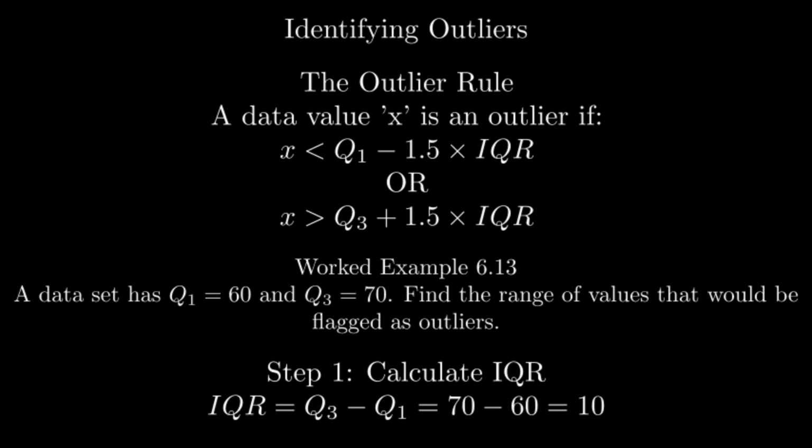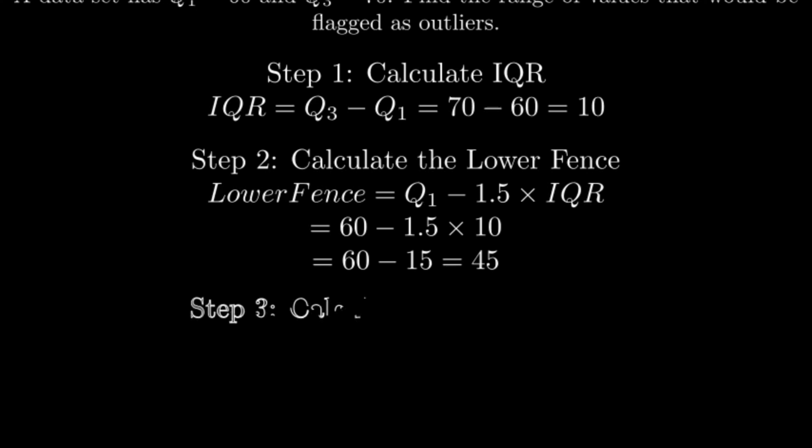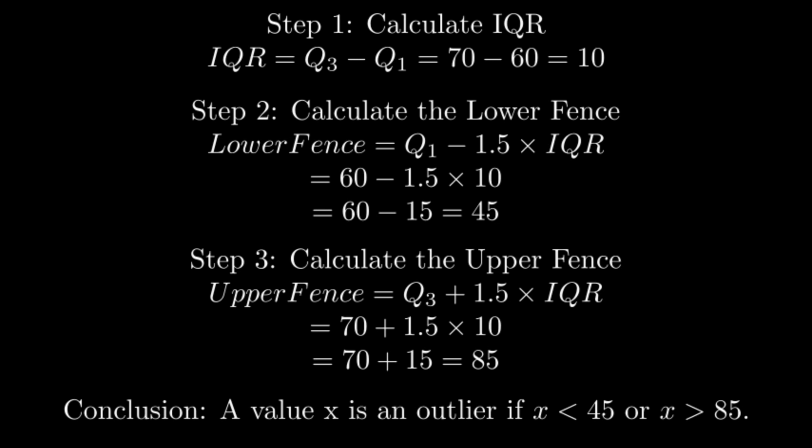Now we calculate the lower and upper fences. The lower fence is Q1 minus 1.5 times the IQR. That's 60 minus 1.5 times 10, which is 60 minus 15, giving us 45. Any data point below 45 is an outlier. The upper fence is Q3 plus 1.5 times the IQR. That's 70 plus 1.5 times 10, which is 70 plus 15, giving us 85. Any data point above 85 is an outlier. So for this data set, any value less than 45 or greater than 85 would be officially flagged as an outlier. This rule gives us a consistent way to identify these unusual points for further investigation.